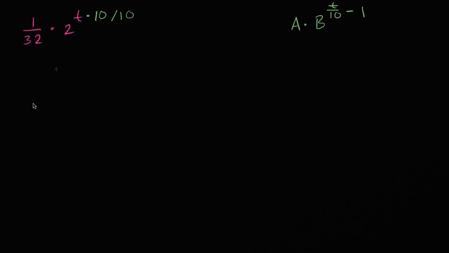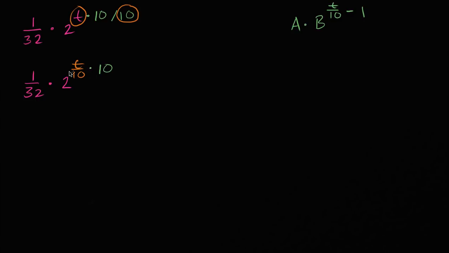So we can rewrite this as 1/32 times 2 to the t over 10 times 10. All right, so we got a t over 10 over here, but then I have this times 10. So how do I deal with this?